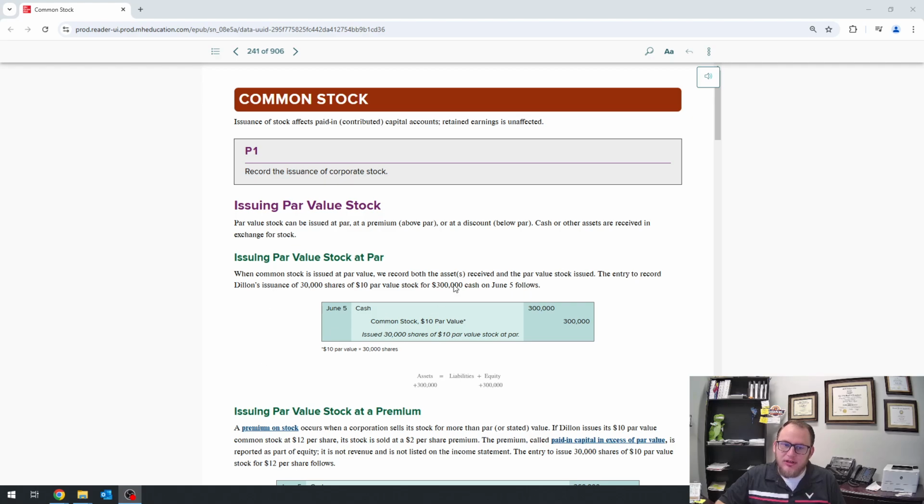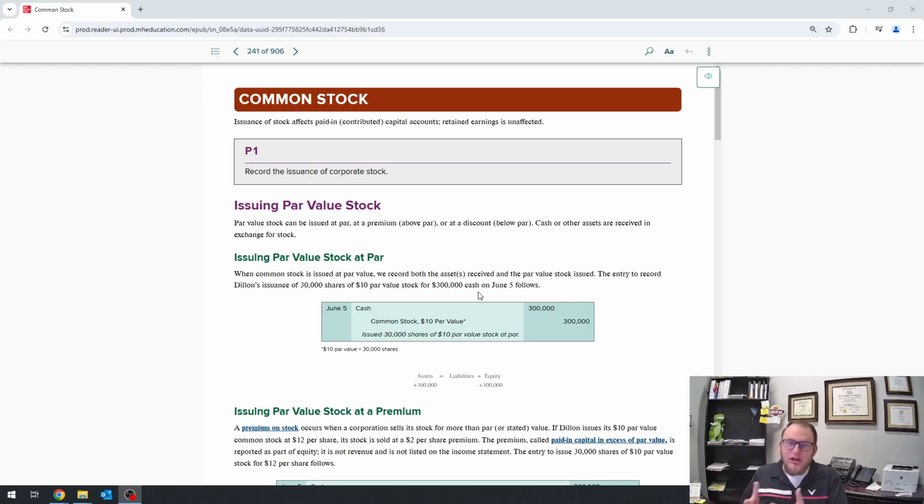So when we issue par value stock, or issue stock at par value, we're going to have this journal entry here. It's going to be cash coming in. In this case, they issued 30,000 shares of $10 par value stock, so they collected $300,000 cash. So we're going to debit cash, and we're going to credit common stock with a $10 par value. It's pretty straightforward. That's exactly what happened here. We collected cash, we issued our $10 par value stock, and so there's going to be our entry.